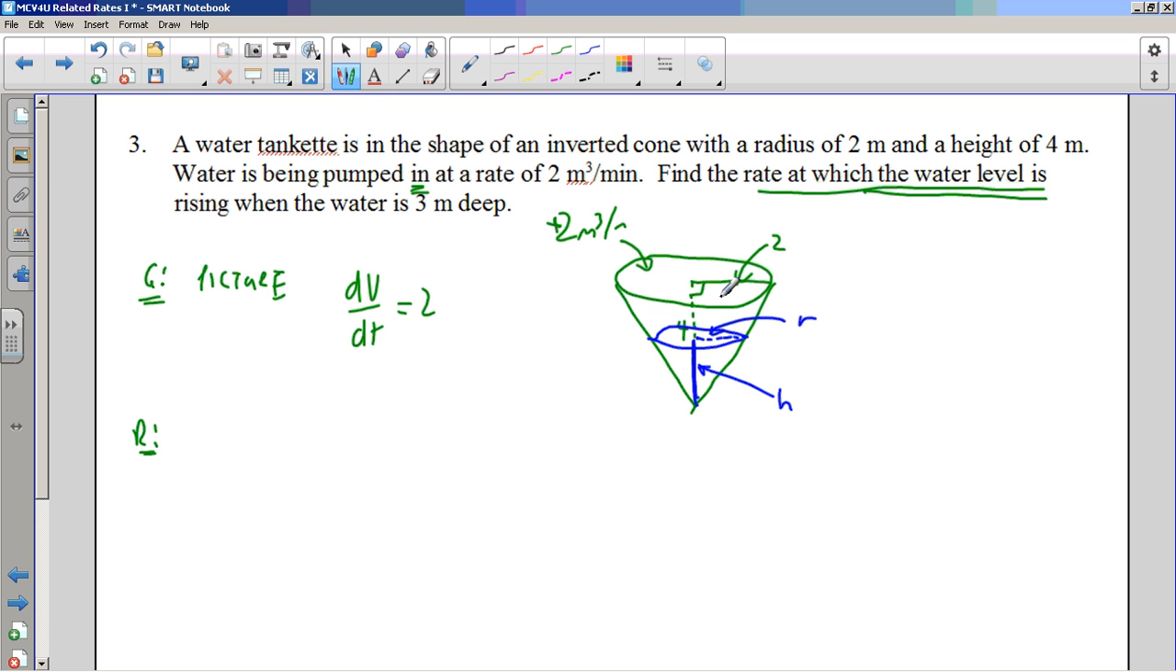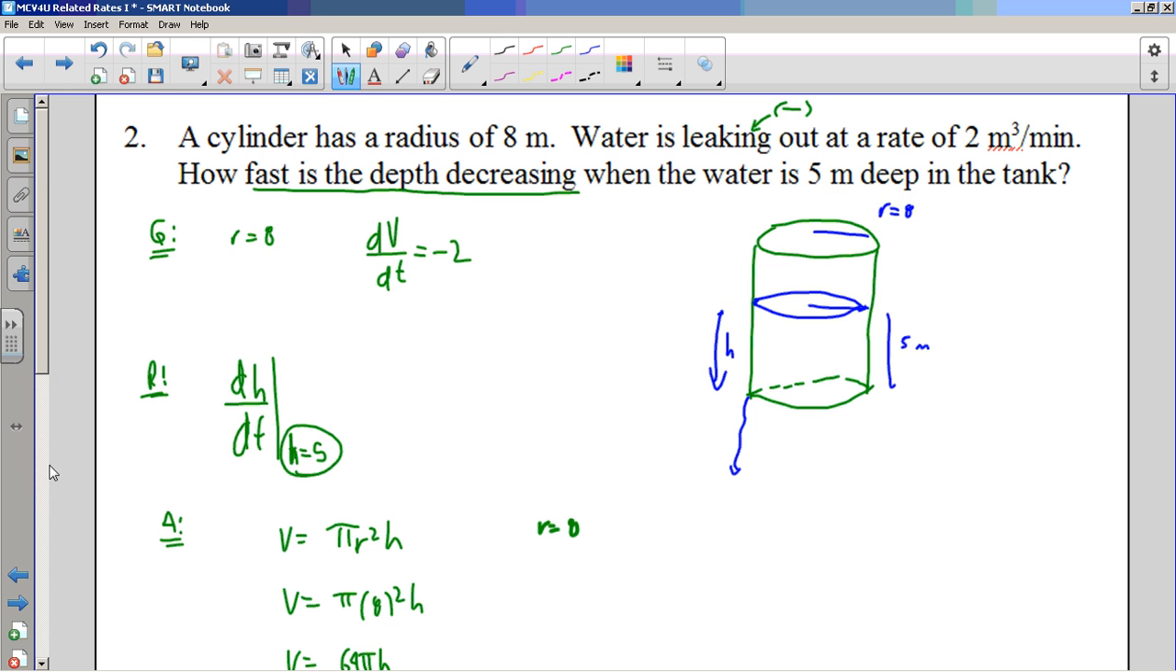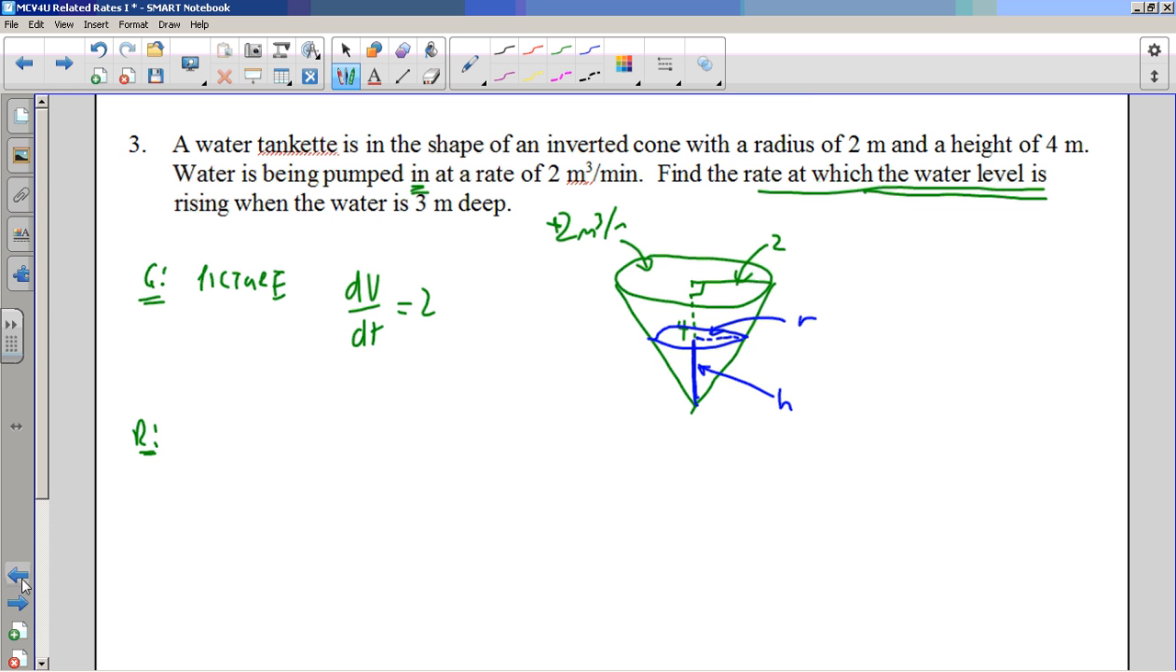The height's changing and the radius is changing because it's a cone shape. It doesn't have a constant radius like a cylinder shape. So this one's a little more challenging. I think we need to find dh/dt, and it should be positive, when the water is 3 meters deep. So that's h is 3. What the radius is, well, we don't know.